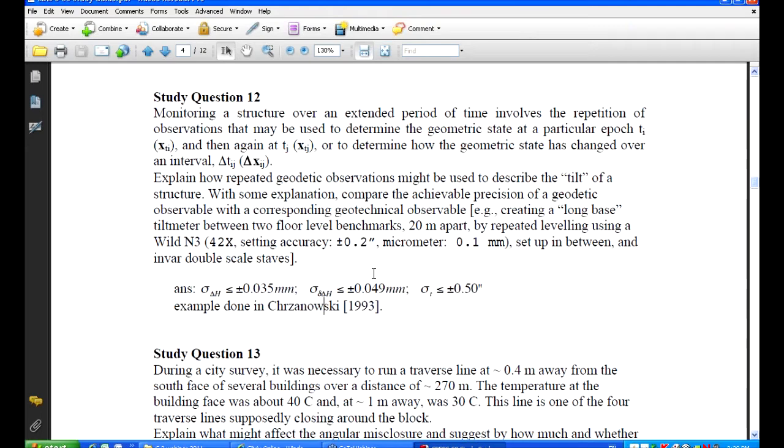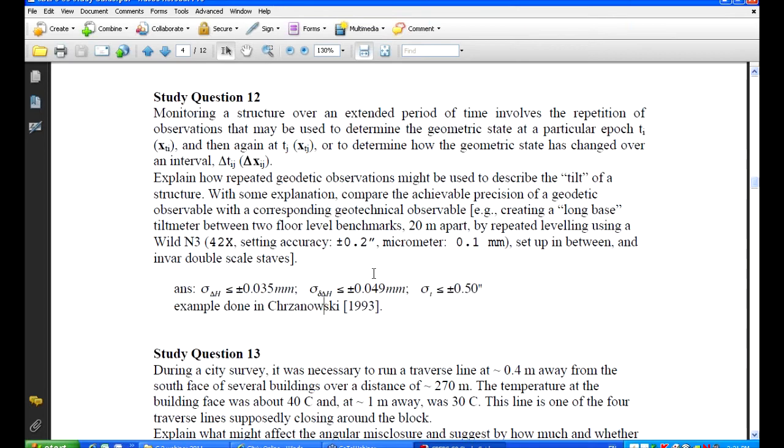If we take 2 points that are benchmarks, they have a certain horizontal separation. In this particular instance, they're 20 meters apart. If we do repeated levelings, we assume that we can set up the instrument midway between the two, so we have 10-meter lengths of sight. We do a measurement, back sight minus foresight, and if it's with an N3, then we're using double-scaled invar staves and doing it twice, back sight minus foresight twice in each campaign.